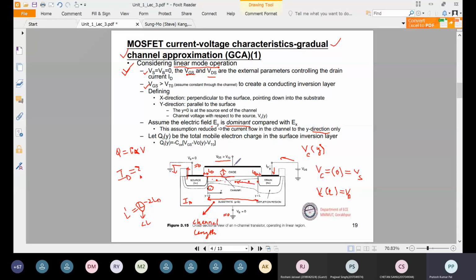The total voltage appearing or remaining at this point will be given by whatever gate to source voltage we have applied minus Vt0. Why are we making it minus Vt0? Because out of whatever gate voltage we have applied, Vt0 will be used to make the inversion layer. Only after the gate voltage is greater than Vt0 will the depletion region be removed and channel formation take place.